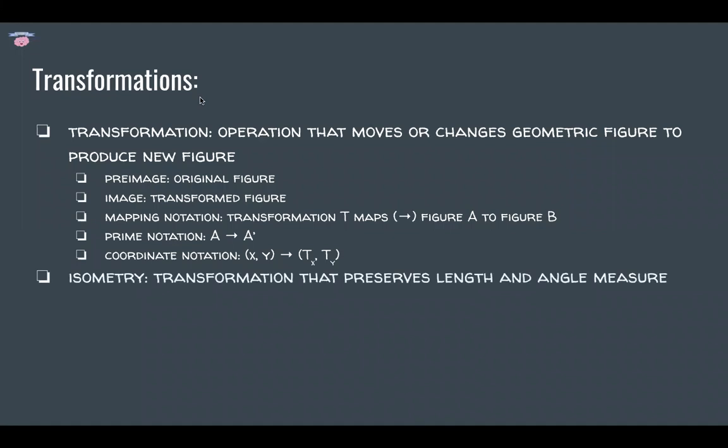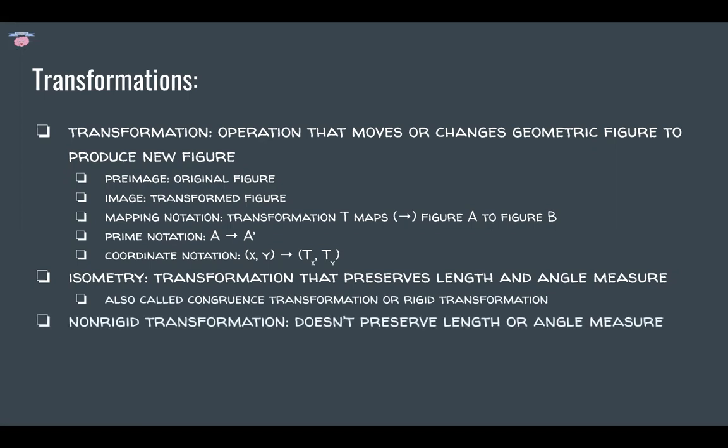An isometry is a transformation that preserves length and angle measure. These are basically congruence transformations. Can you guess why? It's because a congruent figure has the same length, basically it preserves length, and the same angle measures. It preserves angle measure. It's also called a rigid transformation. Don't ask me why. A non-rigid transformation, on the other hand, doesn't preserve length or angle measure.